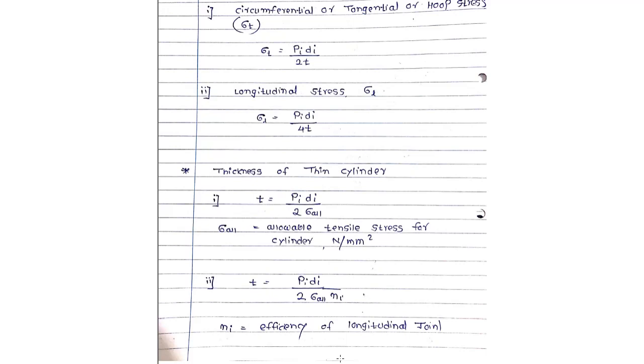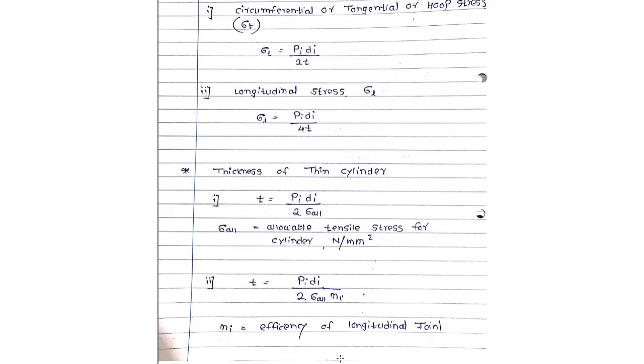The first type of stress is denoted by letter sigma t. This t indicates tangential stress, and the formula to find this tangential stress is p into di divided by 2 times t. Similarly, longitudinal stress is denoted by letter sigma L. This L stands for longitudinal stress. The formula is p into di divided by 4 times t. Here, what does that mean? p, the suffix i, indicates internal pressure, and its unit is Newton per mm square.